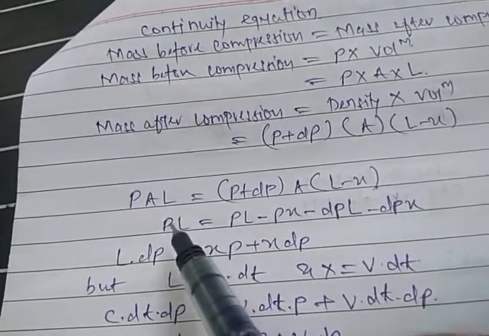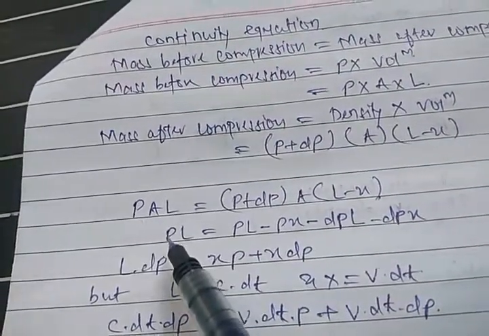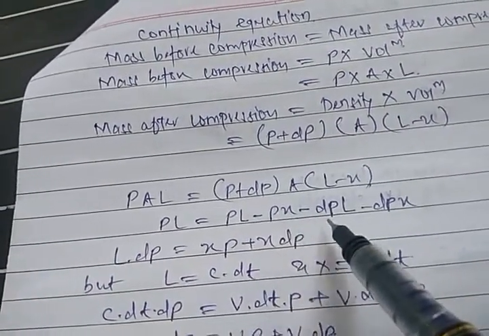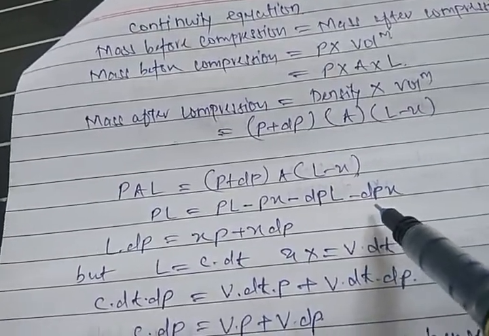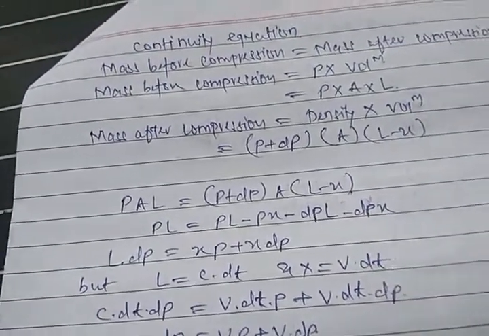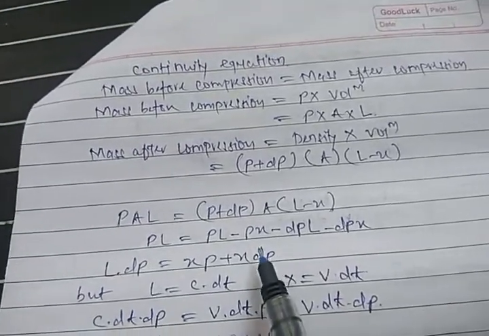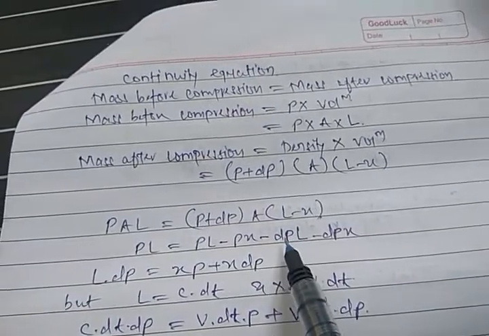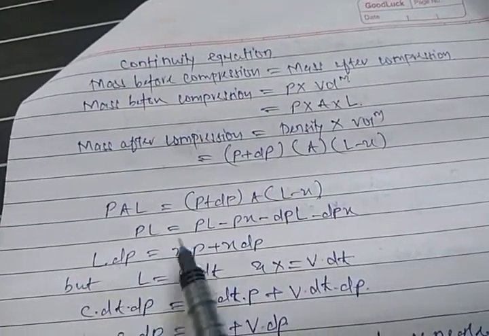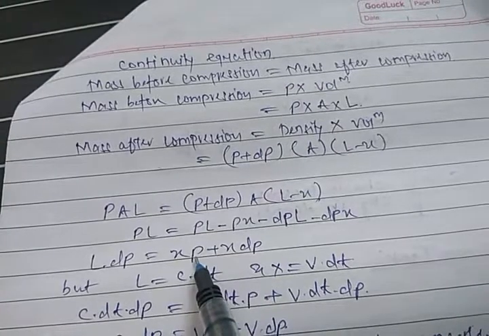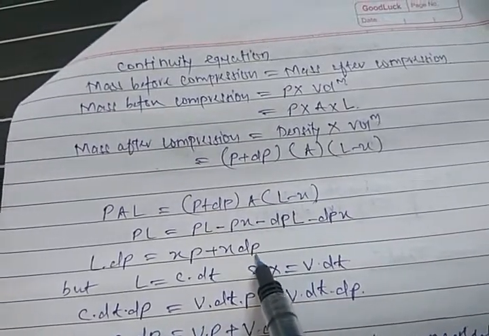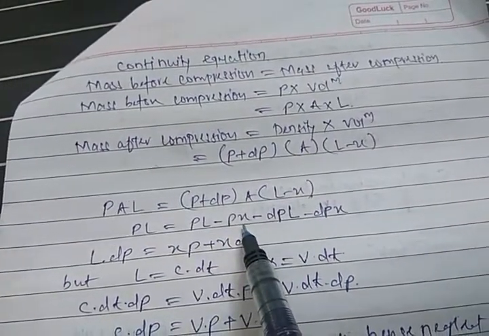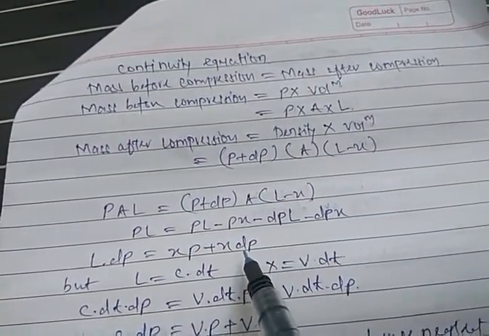A cancels on both sides. Rho into L is equal to rho into L minus rho into x plus d rho into L minus d rho into x. We are interested in finding out d rho into L. So d rho into L is equal to x into rho plus x into d rho. The rho L gets cancelled: x into rho plus x into d rho.